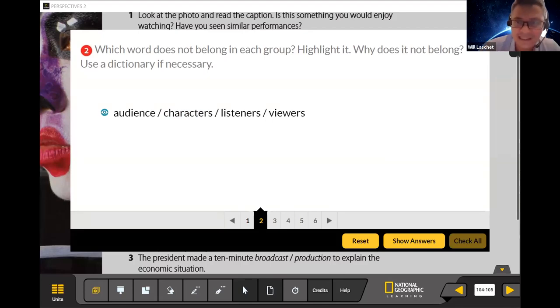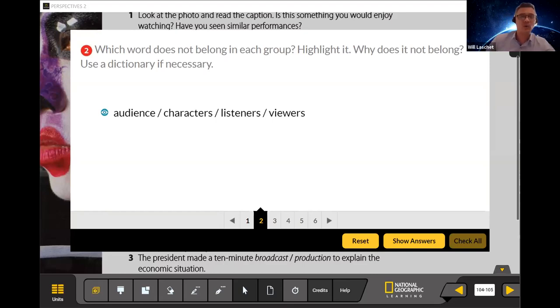Right, someone's got it here. They said it's a collective noun, right? So it's a collective noun or a group noun. So the word audience is also talking about a group of people, but it is a collective or group noun so that we don't need to put an S on it.